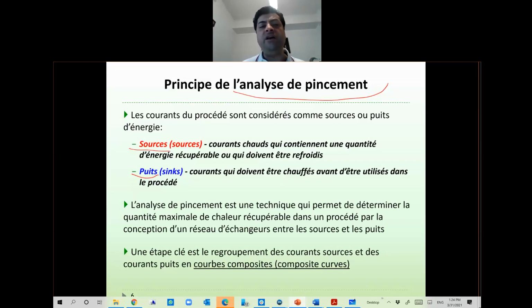By identifying heat source streams and sink streams, usually we combine these streams into specific curves. We call them cool composite or composite curves. We combine all heat streams in just one stream and all sink streams in one stream, and then we move on with the methodology. Okay, let's see how it looks like.